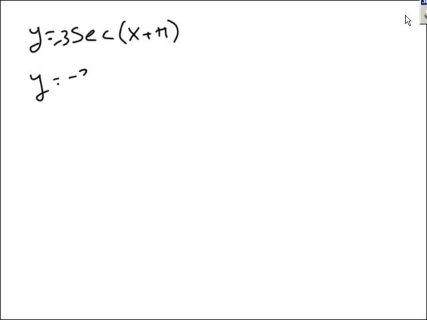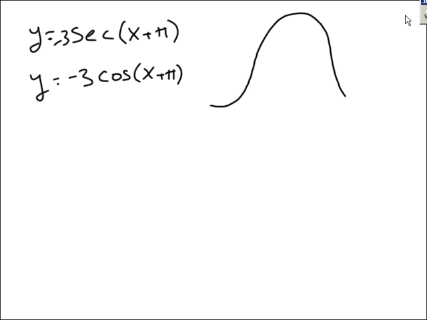All right. So now, what if you were asked to graph y is equal to negative 3 times the secant of x plus pi? What you graph first is y equals negative 3 cosine of x plus pi. Since it's negative, I draw it upside down. Here is my upside down cosine graph.